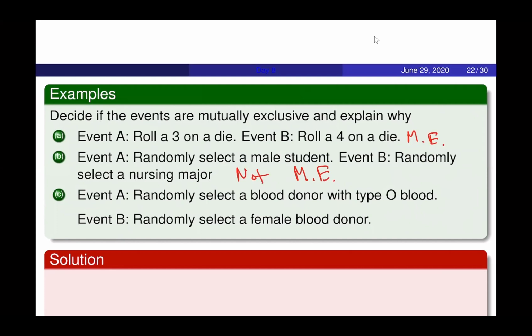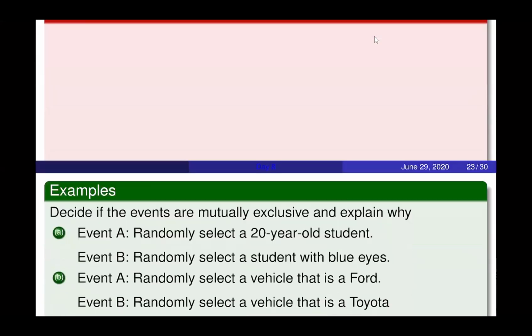All right, let's see. Event A, randomly select a blood donor with type O blood. Event B, randomly select a female blood donor. Are these two events mutually exclusive, or is it possible for a female blood donor to have type O blood? Yeah, it is possible. So we'll say not mutually exclusive. All right, and that's it for that one. Any question in regard to that last row? All right, so let's scroll on down.